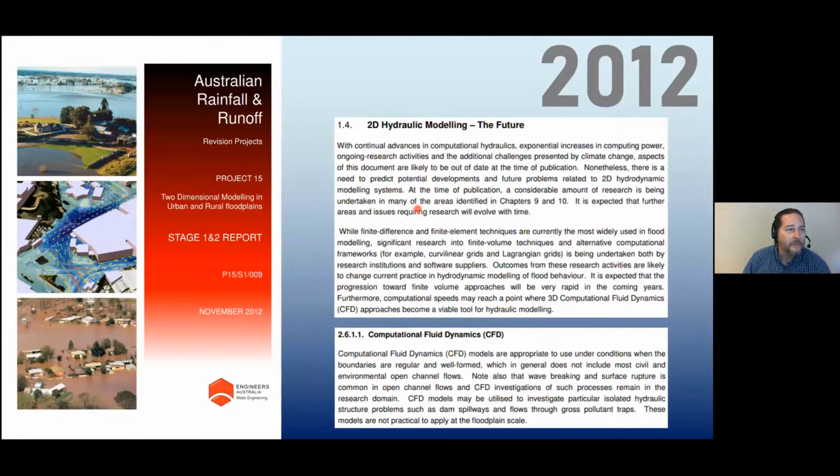In 2012, Australian Rainfall and Runoff came out with this report that barely gave 3D a mention. What we had here was basically the limitations of 3D modeling. It said in 2012 that computational speeds may reach a point where 3D computational fluid dynamics approaches become a viable tool for hydraulic modeling. Now, we've had 8 years since then. I think we're at that point. It is a viable tool, and it probably always was. Even at that point, it was a viable tool for certain types of hydraulic modeling.